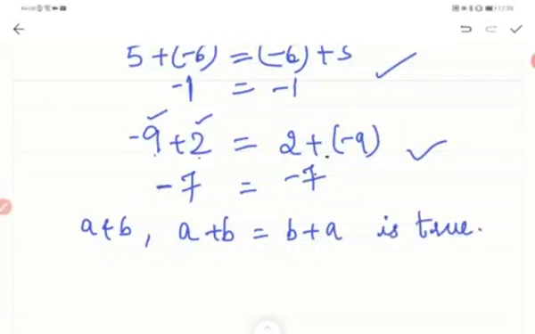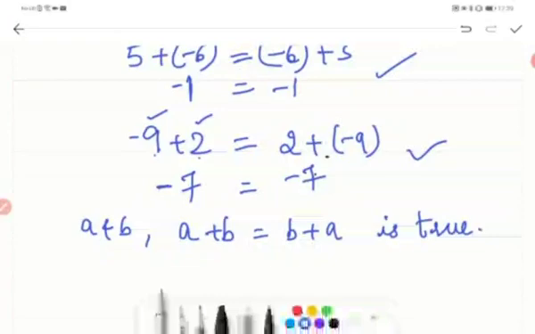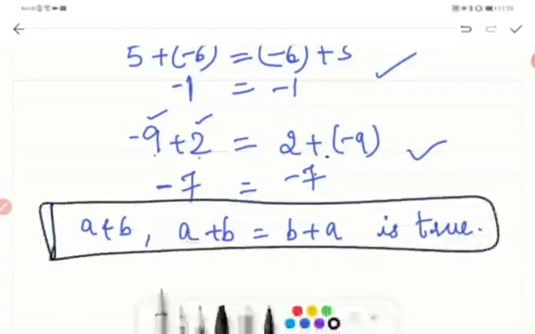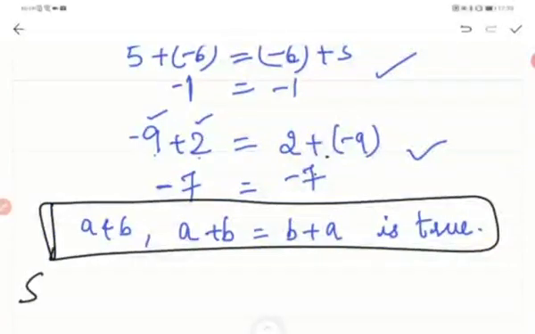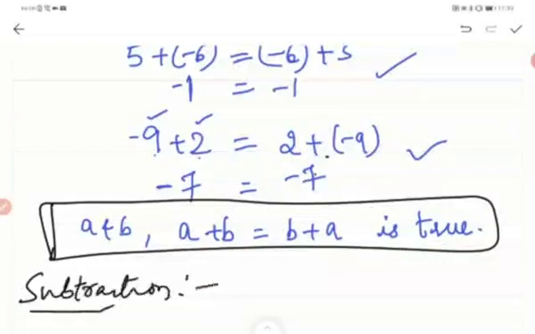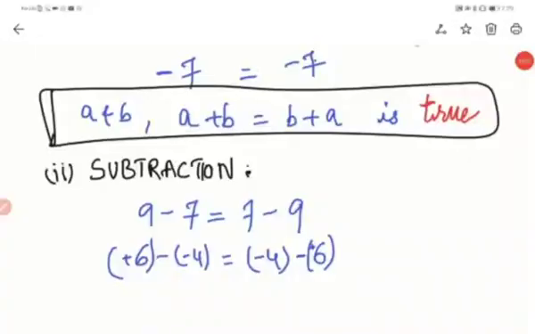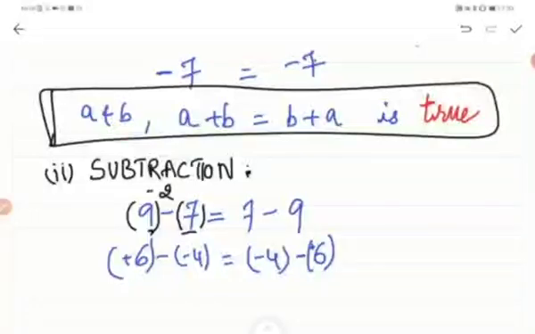Okay, now let's move on to subtraction. For subtraction, let's take this example, 9 minus 7. These are integers, and we are just subtracting the two. So what is the answer for this? 9 minus 7, you'll get 2. This is plus 2, isn't it?